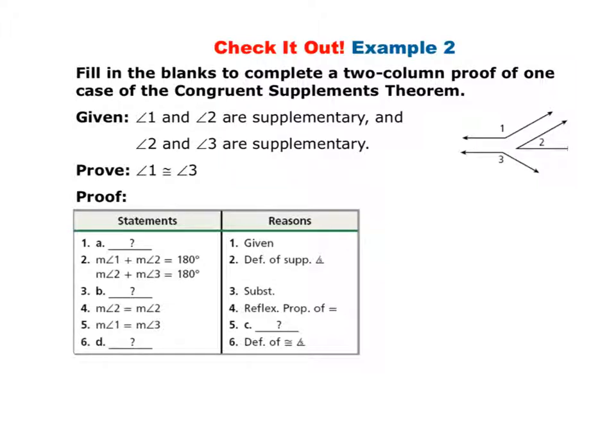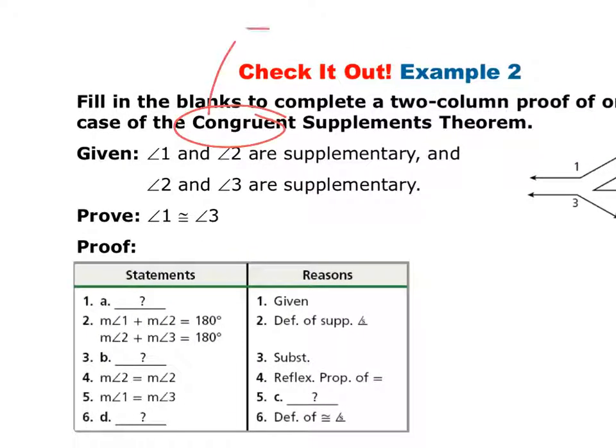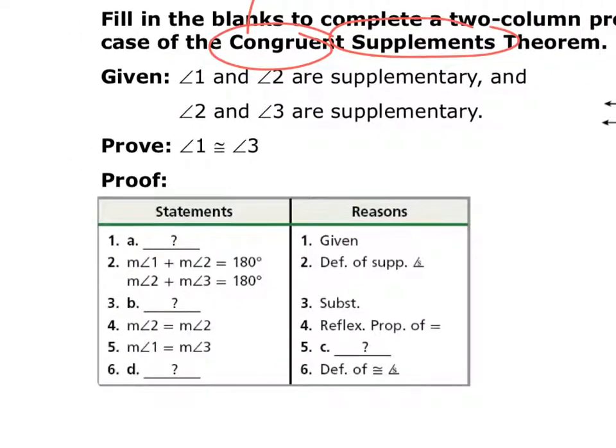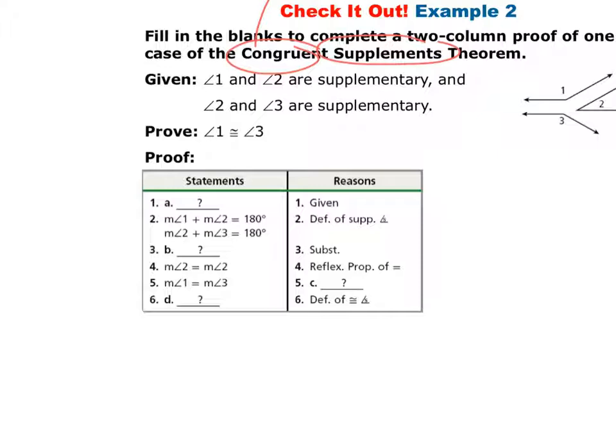So now we're going to fill in the blanks to complete a 2-column proof of one case of the congruent supplements theorem. So what does congruent mean? And what does supplement mean? They add to 180. So let's look at A in step 1. We need to fill in this blank. What would we put as the first step? It says our reason is the given. So what would we put on the left side? 1 and 2 are supplementary, and 2 and 3 are supplementary. So we're just restating the given here.